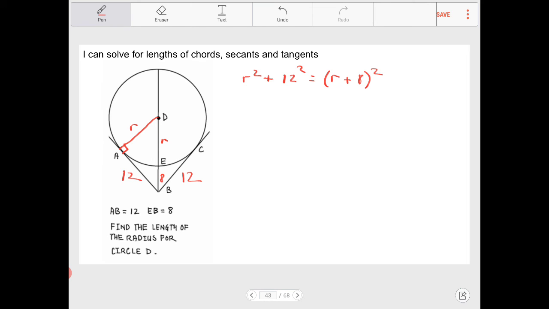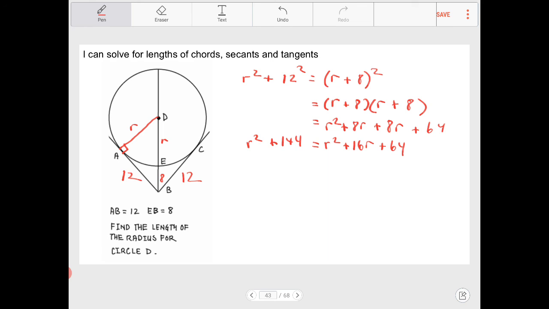And it's the same process. So we FOIL the right side. So I'm actually going to write this out. Maybe perhaps some of you guys are wondering how I'm able to do this really quickly. So we have R plus 8, R plus 8. So this turns into R squared plus 8R plus 8R plus 64. Or R squared plus 16R plus 64. The left-hand side turns into R squared plus 144.